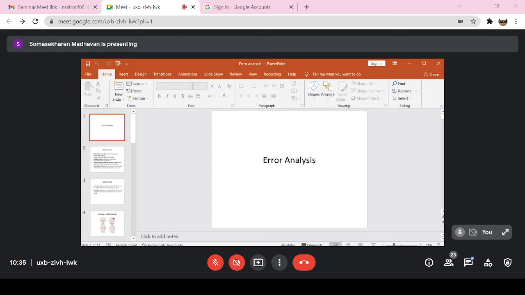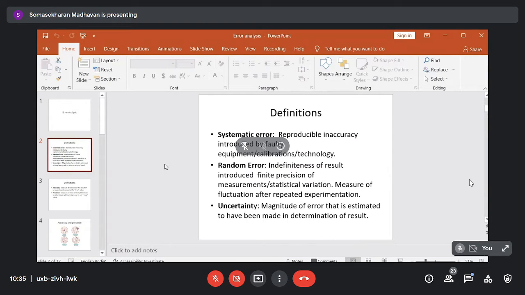Error analysis. There are many things to be discussed in error analysis. I will get into the statistical part of the error analysis. First, we will take certain definitions on error. So what are the different kinds of error?